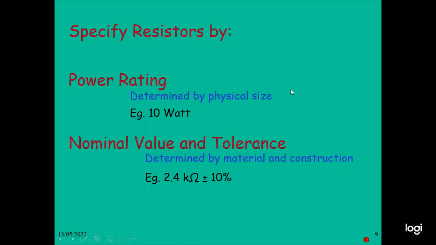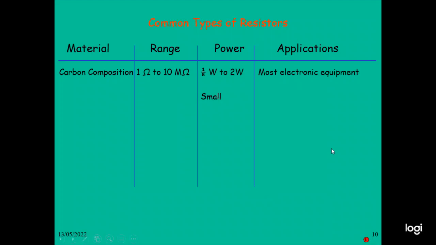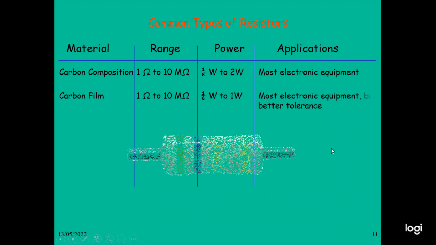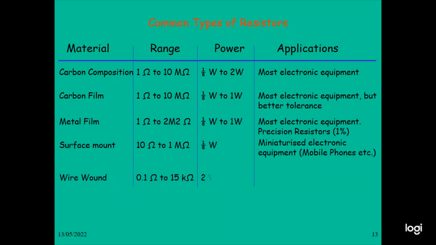So we have to specify the resistor by the physical size, power rating. For example, 10 watt, nominal value of tolerance, so it is 2.4 kilo plus or minus 10%. So they are common types of resistor: carbon, for low power application; carbon film, low power application; metal film; surface mount; wire wound. Those are the kinds of material and their power rating and application.